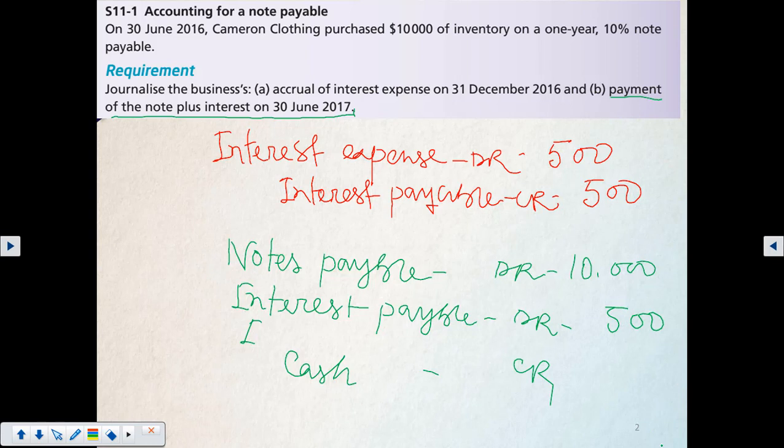And then interest expense, because this is interest payable for 6 months that I recorded. This year also I have another 6 months, because the note is for 1 year. Last year I recorded 6 months interest expense, but this year also I have to record another 6 months interest expense. Last year I recorded it as payable because I did not pay at that time. But I'm paying this year, so I'm not recording payable. It must be interest expense debit.